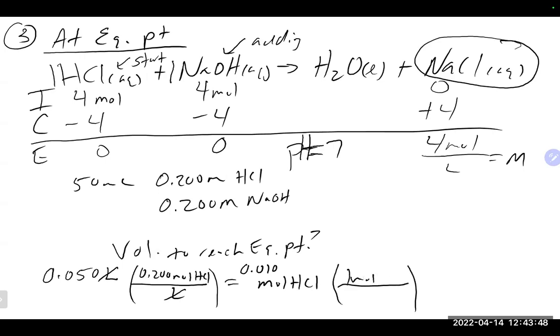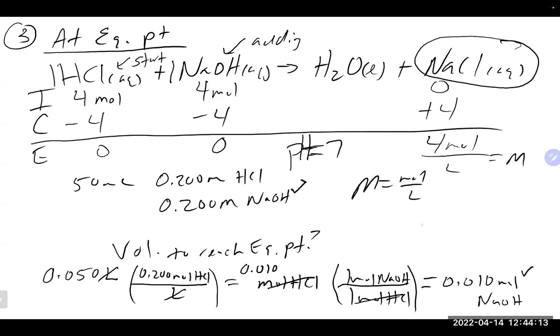1 mole of NaOH, 1 mole of HCl. Those cancel, which gives me 0.01 moles of NaOH. Now I have the moles of NaOH and I have the molarity of NaOH, right? Molarity is moles per liter, and if we rearrange, liters is moles divided by molarity.